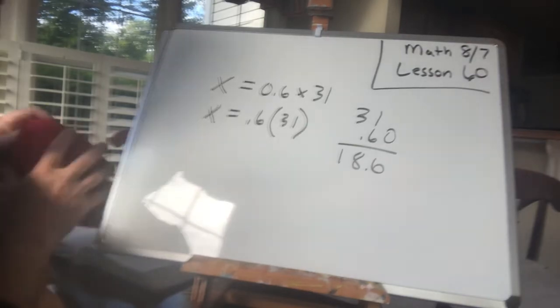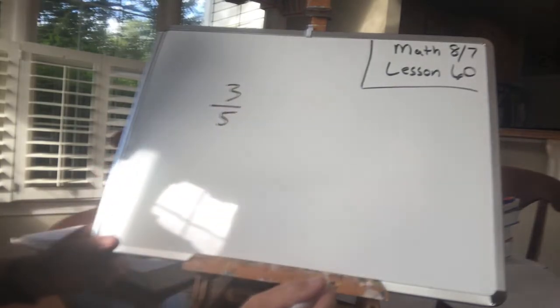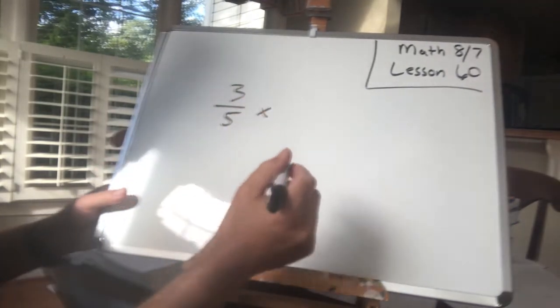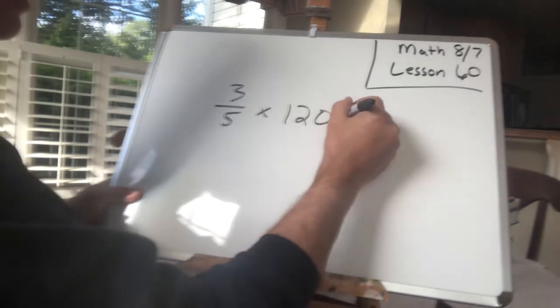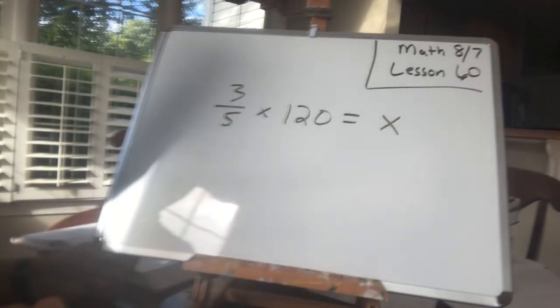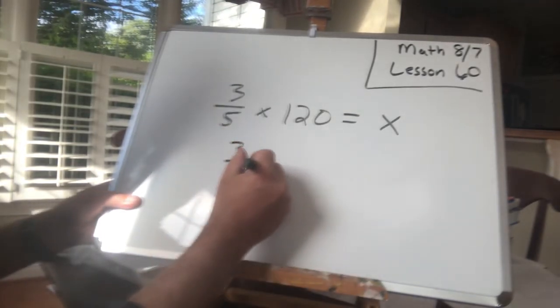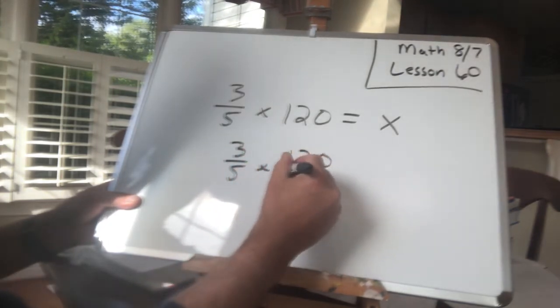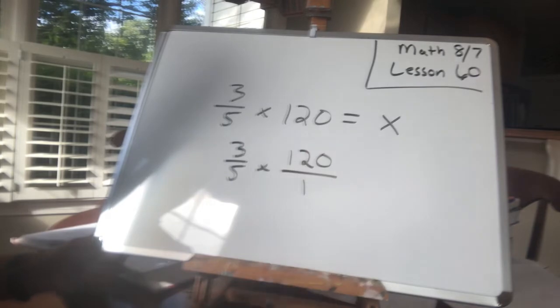Okay. Now, the next example that they give is 3/5 of means multiply 120 is means equals X. 3/5 times 120 equals X. Okay, if I do this out, it's going to be 3/5 times 120 over 1, because 120 as a fraction is 120 over 1.